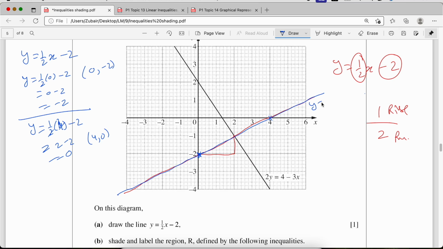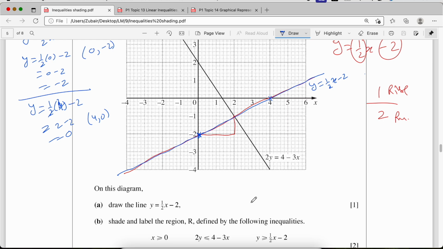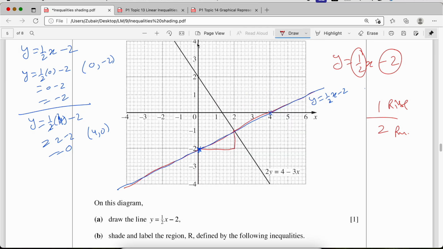Line done. Let me write it so we don't have to scroll up and down again and again. Now it says shade and label the region defined by the following inequalities. These are 3. 2 are already drawn. The third one is x equals 0. x equals 0 is the y-axis.